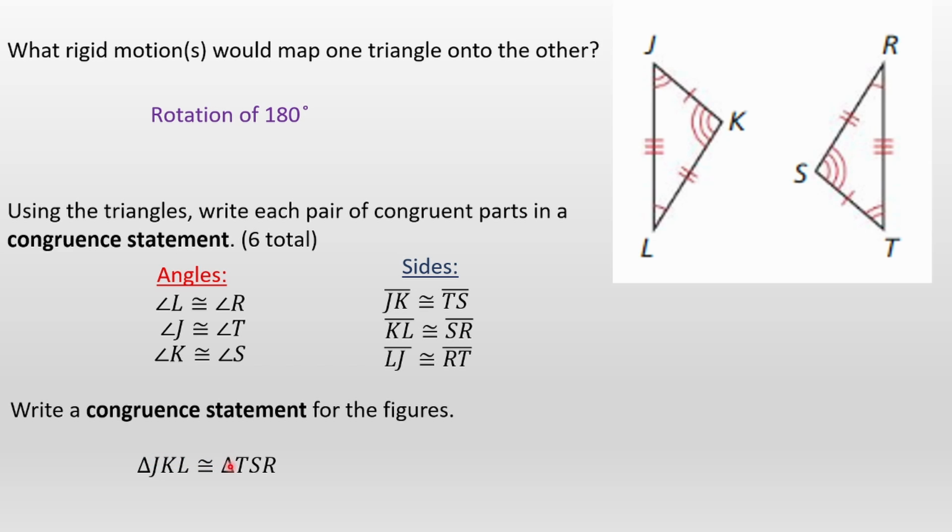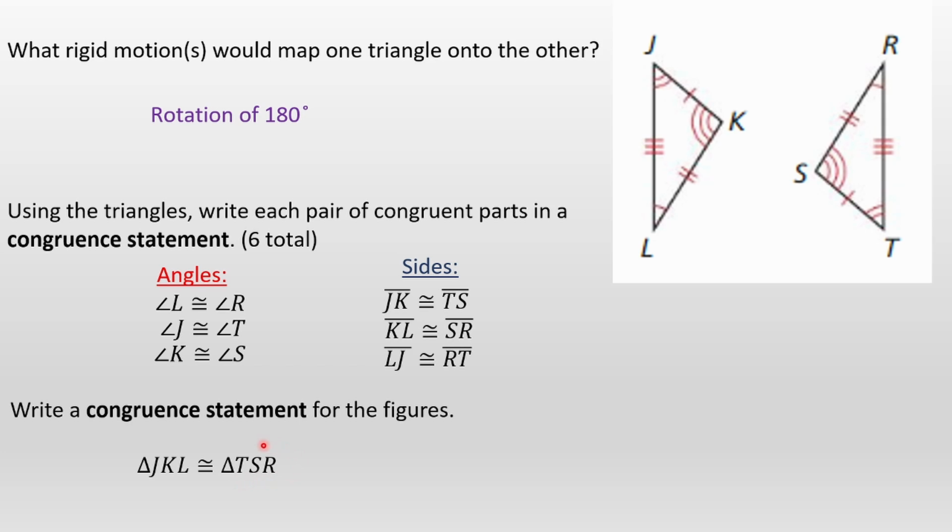And so JKL is congruent to TSR. So again, J has the two arcs. T also has the two arcs. K has the three arcs. S also has the three arcs, so they're both in the second position in our description of the triangles. And then finally, L and R each have the single arc, so they would be in the third position of those two statements, or those two descriptions of the triangle.